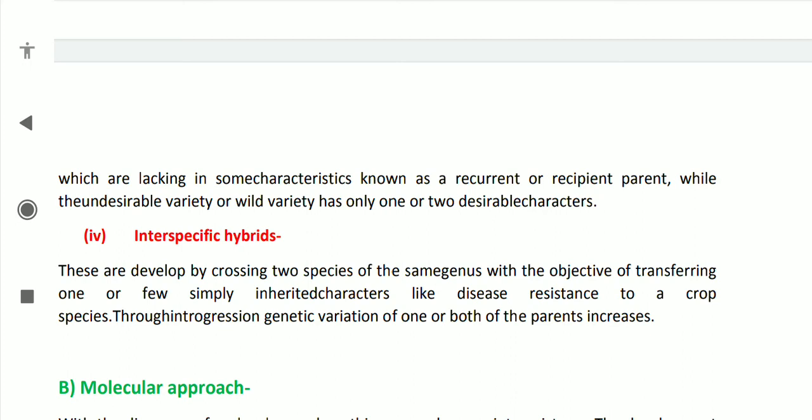Interspecific hybrids. These are developed by crossing two species of the same genus with the objective of transferring one or two simply inherited characters like disease resistance to a crop species. Through introgression, genetic variation of one or both of the parents increases.